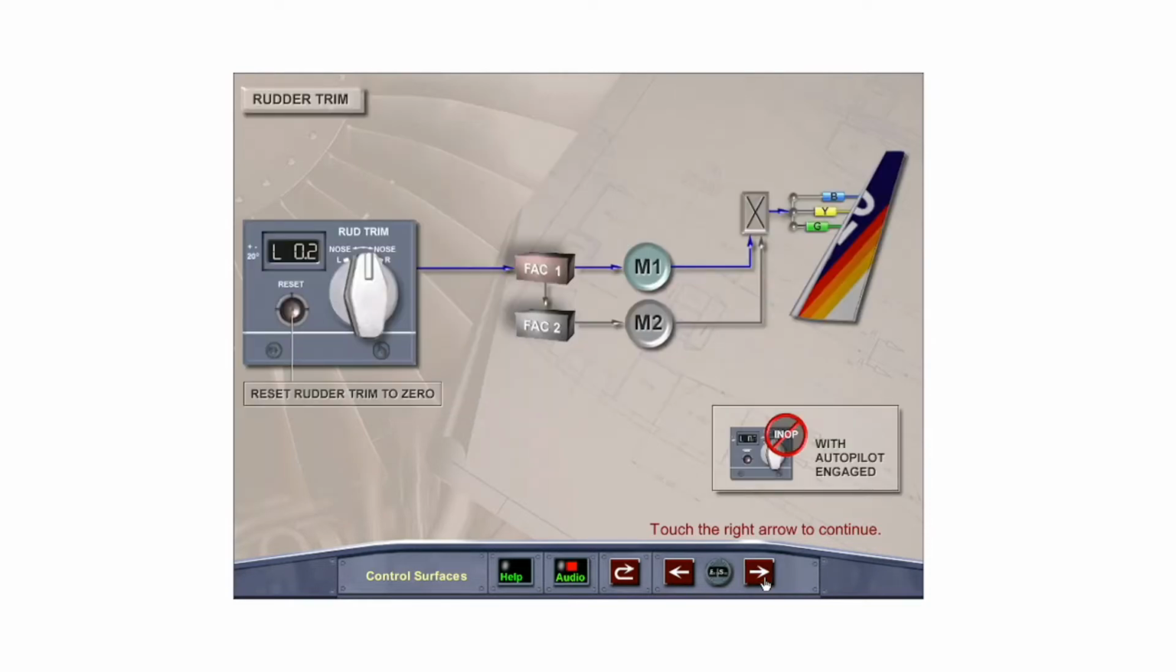Rudder trim is provided by 2 motors, one driven by FAC 1, the other by FAC 2. Normally, motor 1 is active, with motor 2 in standby. In manual flight with the autopilot off, rudder trim is applied with the rudder trim switch located on the pedestal, and is normally only used when an engine failure occurs. Using rudder trim causes displacement of the rudder pedals. A reset button allows the trim to be reset to 0. Note, with the autopilot engaged, the rudder trim rotary switch and rudder trim reset push button are not active.